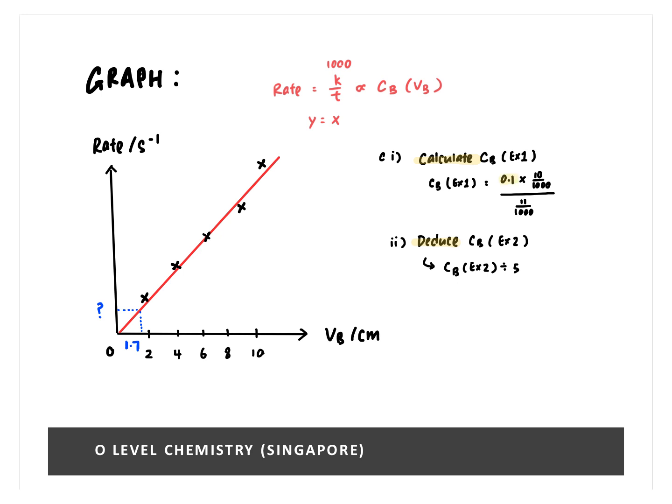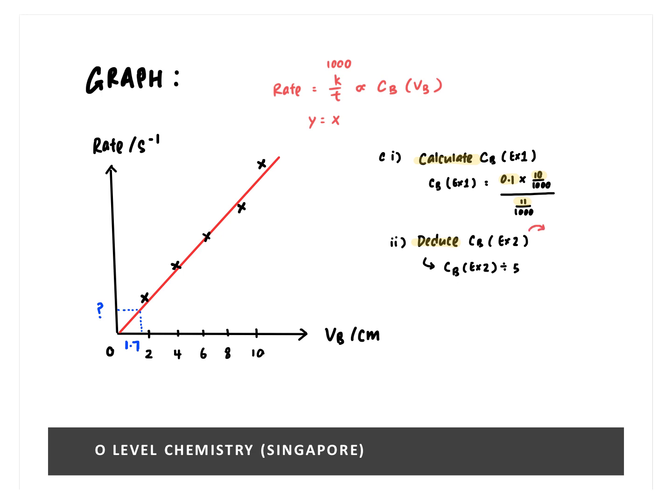Okay, so let's look at how we calculate the concentration of B in experiment 1 first. So we take the initial concentration of thiosulfate, multiply by the volume used. In experiment 1, we use 10 centimeter cube of thiosulfate divided by the total volume of the mixture, which is 11. So that is how we calculate the concentration of B in experiment 1. Similarly, we can use the same equation to calculate the concentration of B in experiment 2, but given the fact that they ask you to deduce, meaning they don't want you to use the same methods. So based on the word deduce, it means that you need to make use of whatever they've just found and deduce the concentration of B in experiment 2.